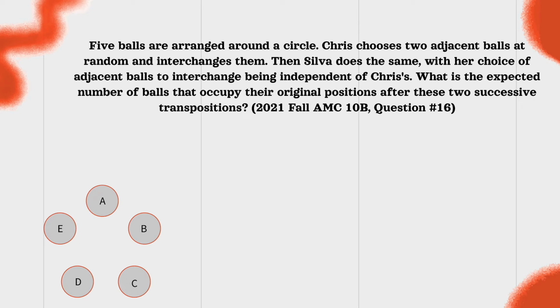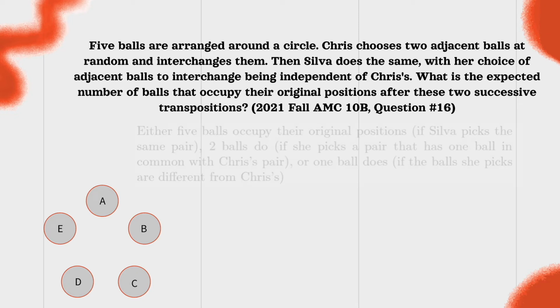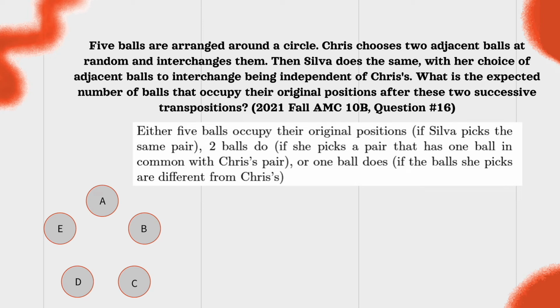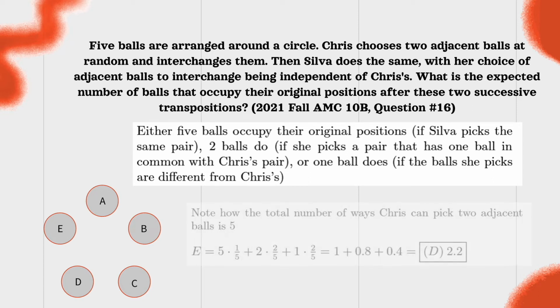First, let's note that Chris's choice actually does not matter, because whichever pair he chooses, we can always rotate our situation so it looks exactly the same. Next, let's move on to Silva's choice. There are 3 cases. Either she chooses the same balls as Chris. For example, without loss of generality, let's say that Chris chooses A and B. If Silva also chooses A and B, all 5 balls would occupy their original position. If she chooses AE or BC, 2 balls would, or if she chooses a pair of balls that are completely different from Chris's, 1 ball would occupy its original position.